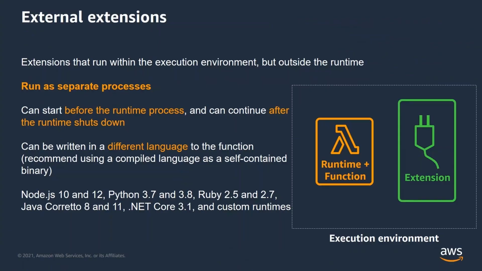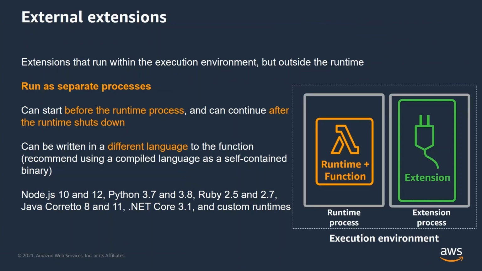An external extension runs as an independent process, and this is separate from the runtime within the execution environment. You can see the process boundaries here. It can start before the runtime process and continues to run after the function invoke is fully processed. Because external extensions run as their own processes, you can write them in a different language than the function. And this is best done if it's a self-contained compiled binary that is compatible with all of the supported runtimes.